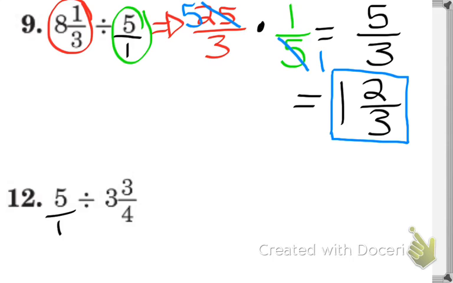Now for number 12, I said I'd give you a hint before you did it, just to make sure we're clear. We're going to turn 3 3/4 into an improper fraction before we flip.